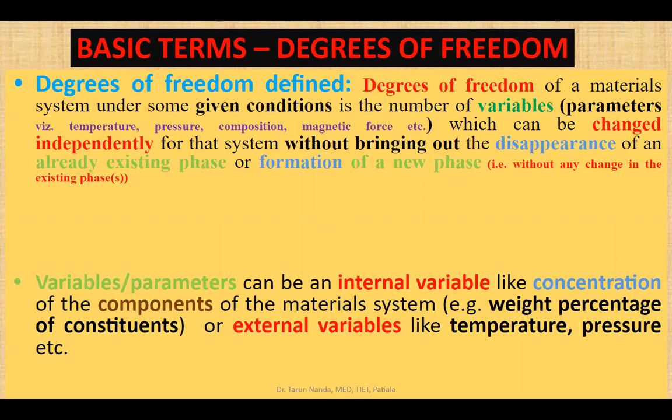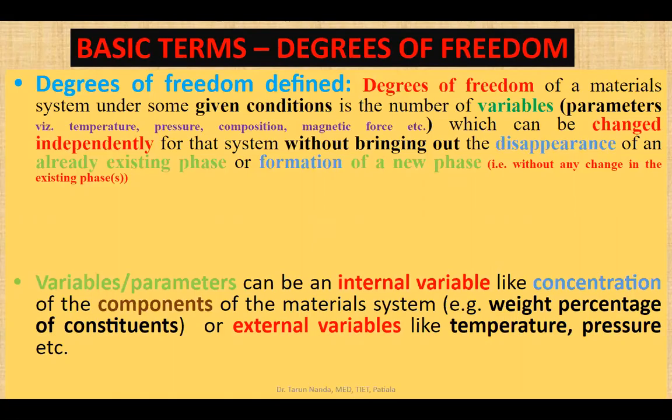In other words, suppose you have a materials system present under some conditions of pressure, temperature, composition. Under these given conditions, this is possessing some number of phases and some type of phases in it. Now, under these given conditions, how many variables are there which you can change independently at your discretion, means you can disturb them from their existing value.